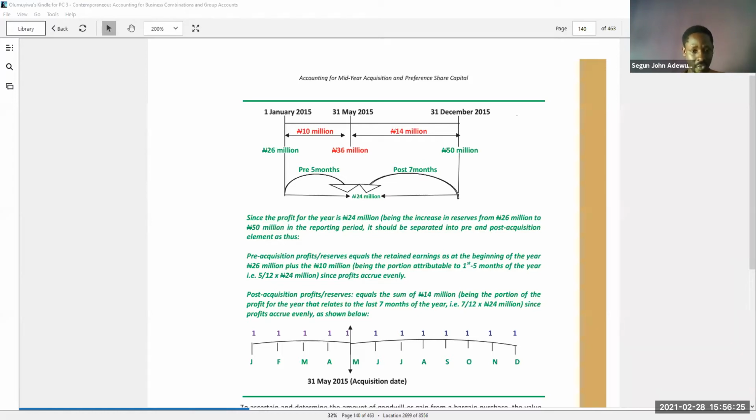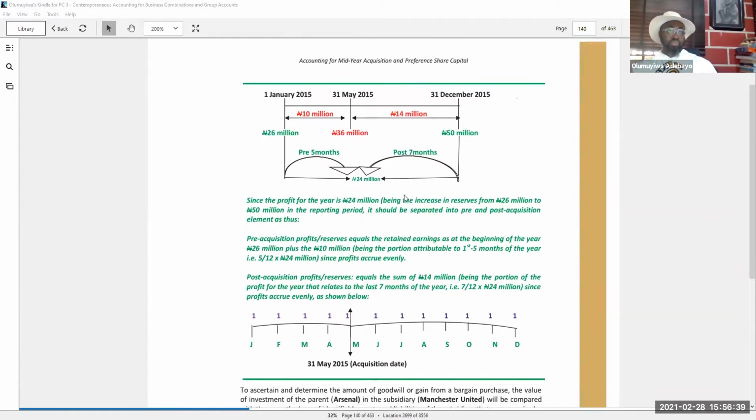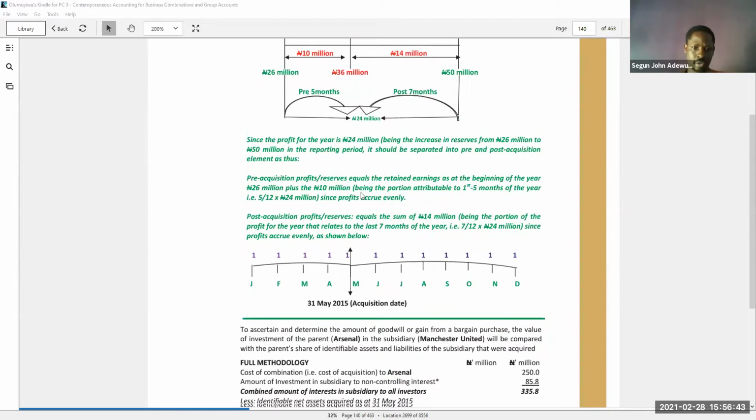So if I may ask, what is this 36 million doing there? What is the 36 million naira, what does it represent? That's the date of acquisition. Okay.